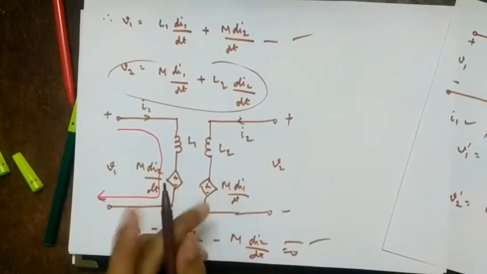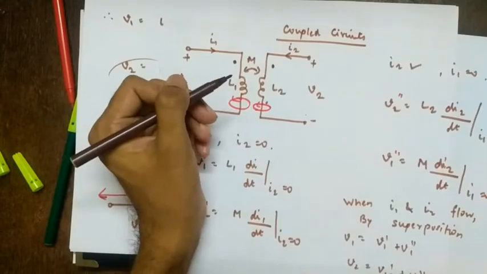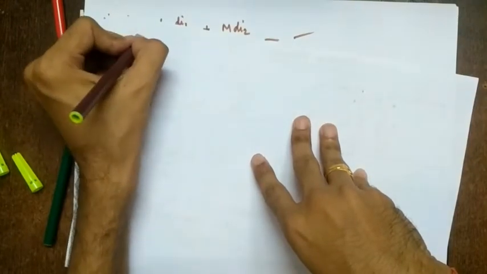Right? Now this is one of the cases. But we have seen the dot can be here, the dot can be here also. So let's see that case now. Now the same circuit, only the dots are placed at the opposite ends.